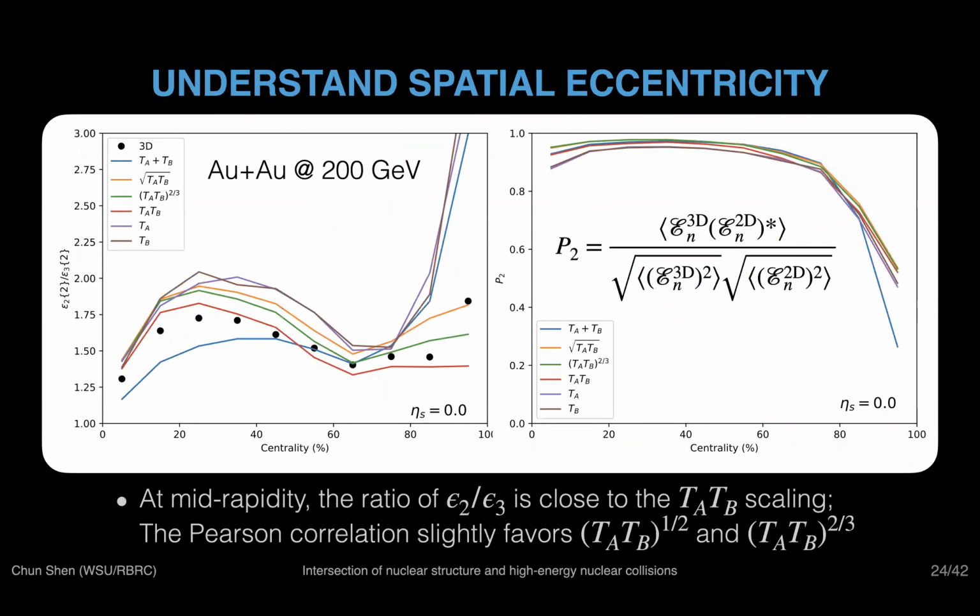So we can do a slightly different comparison. Here, this is the ratio of V2 to V3, epsilon 2 to epsilon 3, because if we think about viscosity, it will bring down both of them. So maybe we can actually compare the ratios. And on the right-hand side is the Pearson correlation. We can correlate the initial epsilon n from 3D with the 2D estimator. You can see on the left-hand side, the red line with TA times TB gives you roughly okay ratios, but both epsilon 2 and epsilon 3 are bigger, I think, for the TA times TBs.